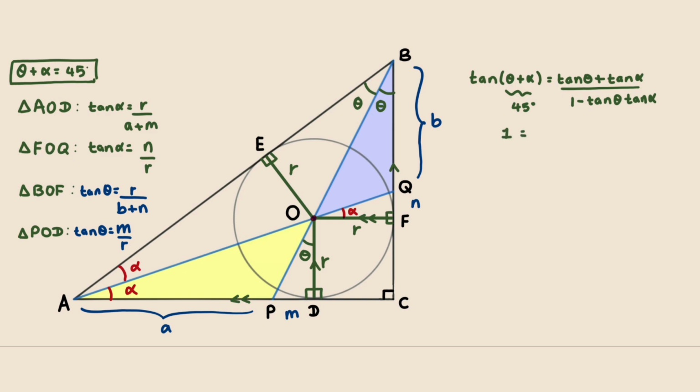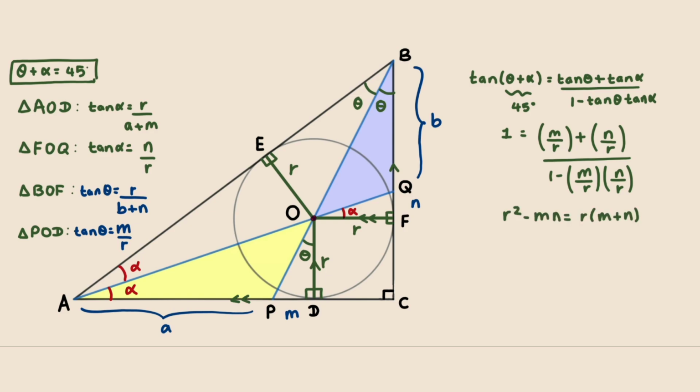Now look carefully over here, we have the value of tan theta as equal to m upon r, plus, now we also have the value of tan alpha, look carefully over here. So tan alpha equals n upon r divided by 1 minus m upon r into n upon r. And when you simplify this particular equation, you will get r square minus mn equals r multiplied with m plus n, and let this be equation number 3.